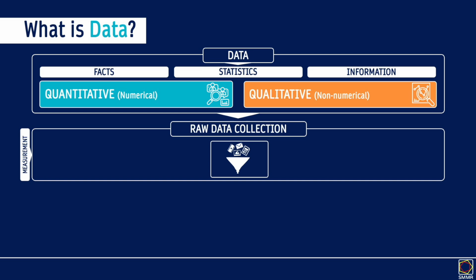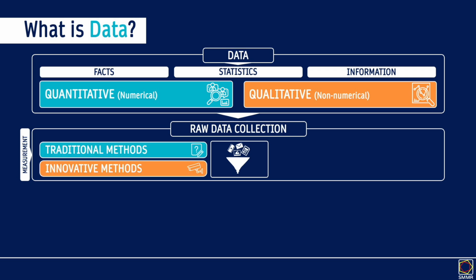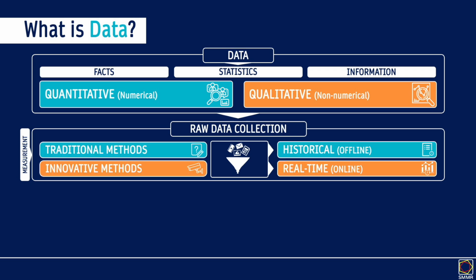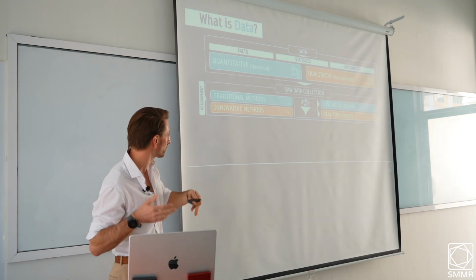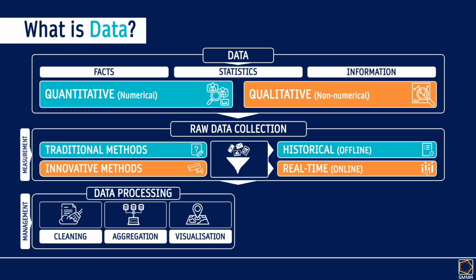And we have to collect all of this data. We have to measure it, because what gets measured gets managed. So step one is collecting the raw data. And you know this already, we have traditional methods and innovative methods, and we also have historical and real-time data. And once you've collected data, that's when the fun starts. It's when we start to manage the data, and that has its own workflow in itself.